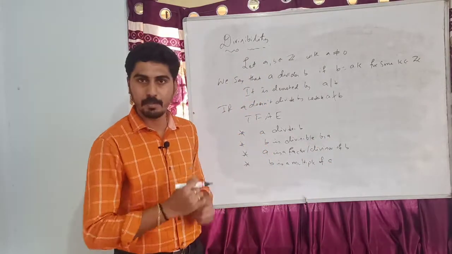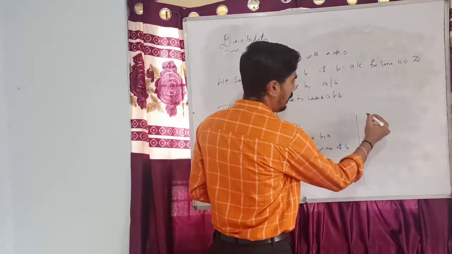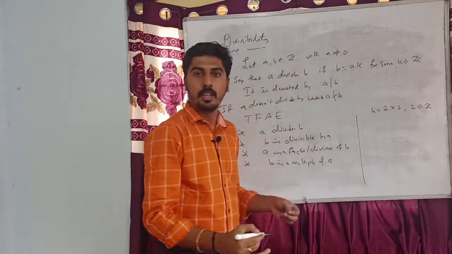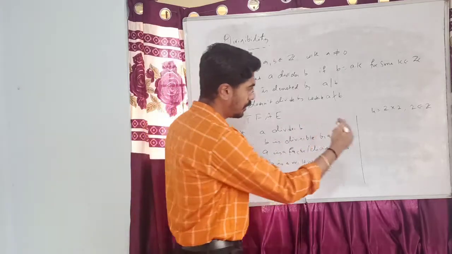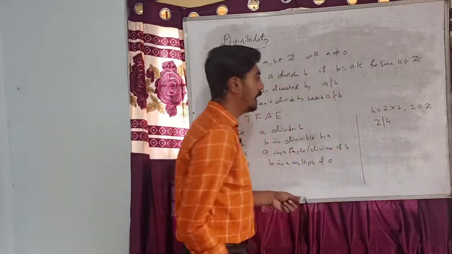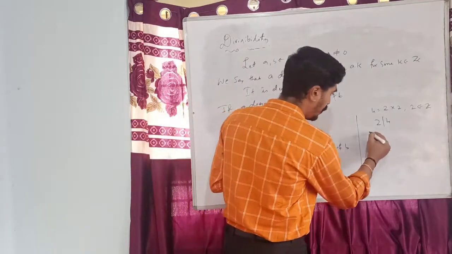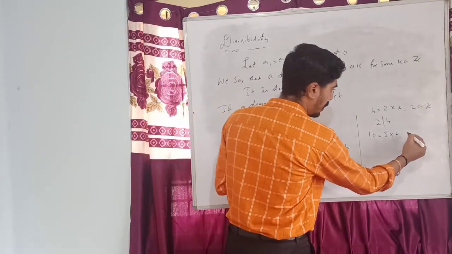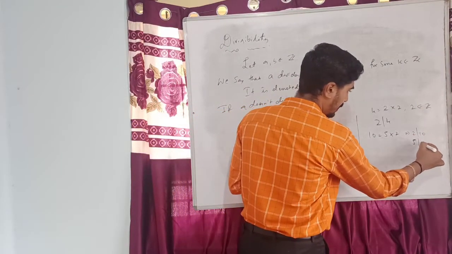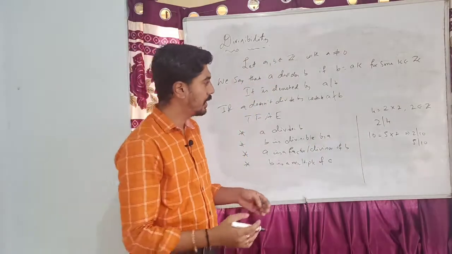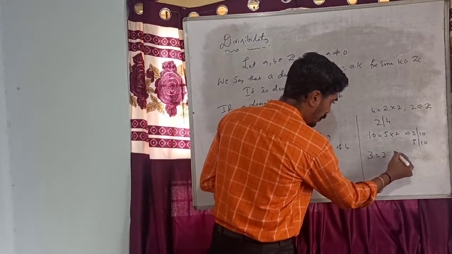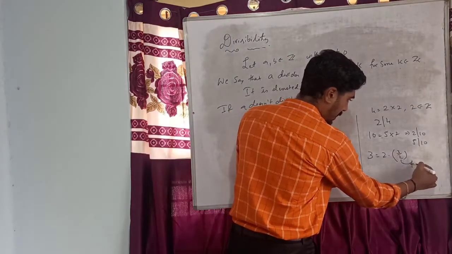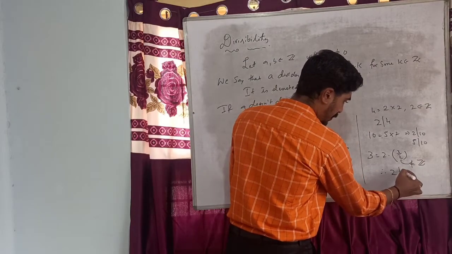Let us see some examples. 4 can be written as 2 into 2, where 2 is an integer. So clearly 2 divides 4. 10 can be written as 5 into 2, where 5 is an integer and 2 is an integer. Therefore 2 divides 10, and 5 divides 10. If I try writing 3 as an integral multiple of 2, 3 can be written as 2 into 3 by 2, where 3 by 2 is not an integer. Therefore 2 does not divide 3, and so on.